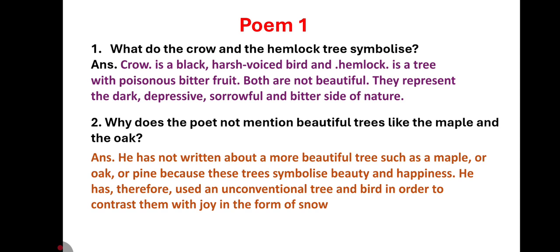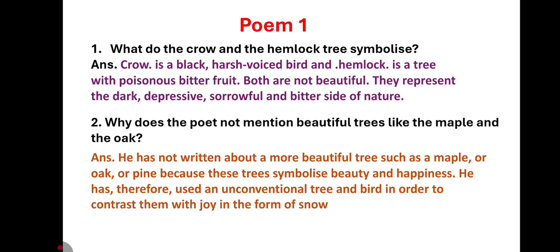Poem 1: What do the crow and the hemlock tree symbolize? The crow is a black, harsh-voiced bird, and hemlock is a tree with poisonous, bitter fruit. Both are not beautiful. They represent the dark, depressing, sorrowful and bitter side of nature.